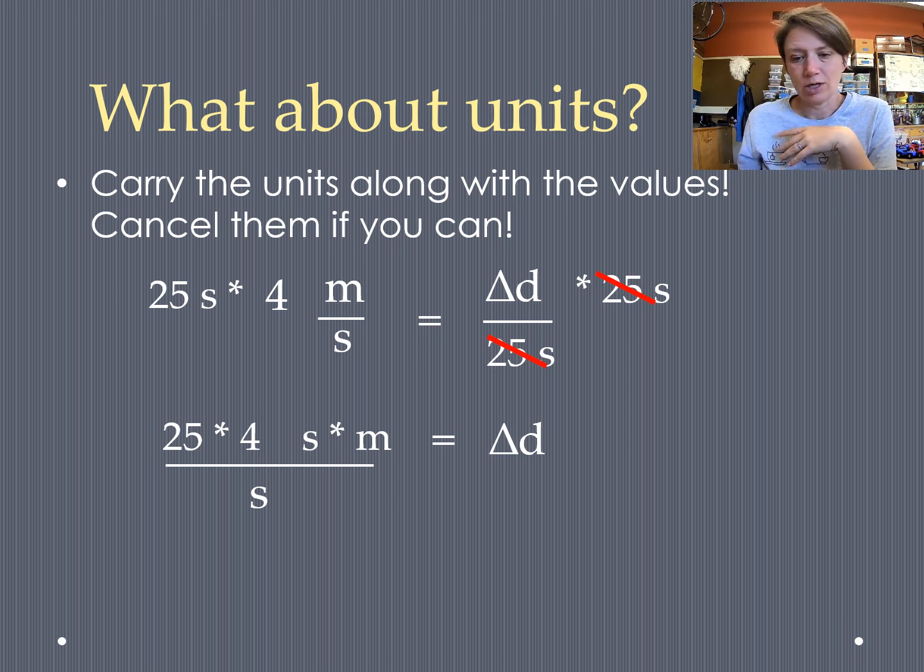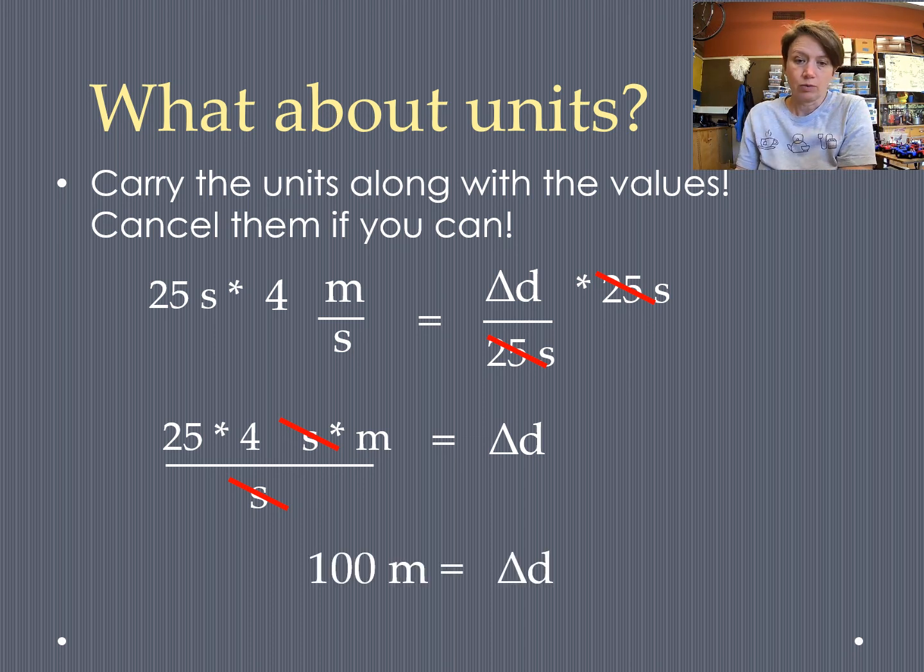On the other side of the equation, we have a nice tidy delta d because we've canceled out the 25 seconds. The cool thing, though, is that we have an S on the top and on the bottom. That means I can cancel that out, and you are left with 25 times 4, which is 100, and M equals delta d. A good way to make sure you've done this right is to make sure the units of your answer match what you're expecting, right? We canceled the seconds, we were left with the units of meters, and that's exactly what we wanted for a distance calculation.